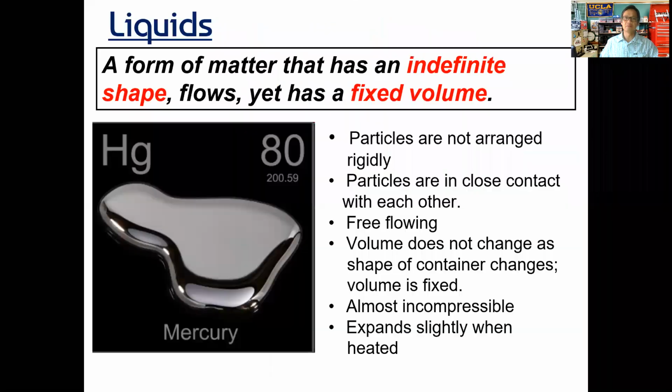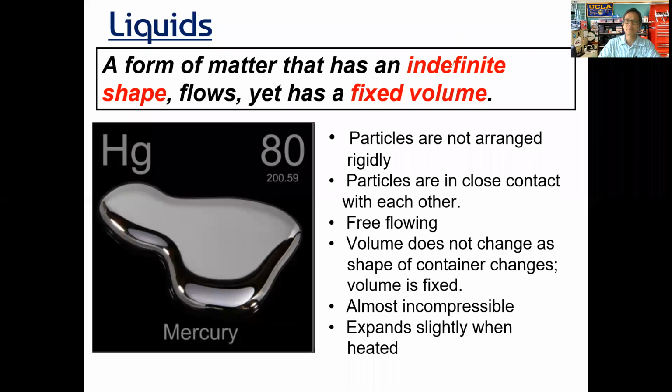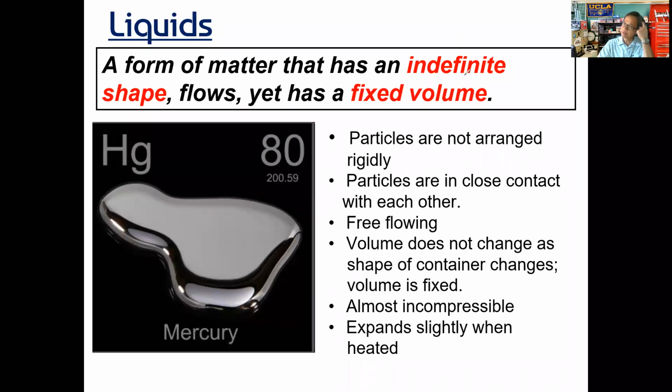I think this would be a pretty straightforward review for you folks. We know that liquids are a state of matter. As a state of matter, they have indefinite shape and definite volume. What does that mean? To have indefinite shape means that liquids will take on the shape of their container. Whatever container they're in, they will take the shape of the container, but they will not assume the volume of the container. That's what it means to have a fixed volume.